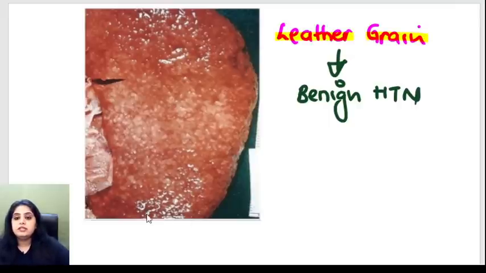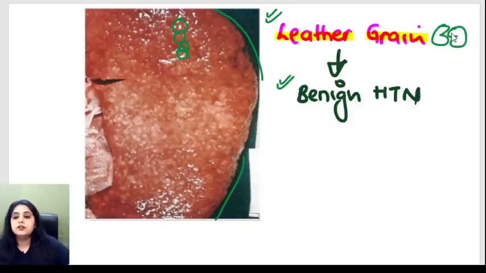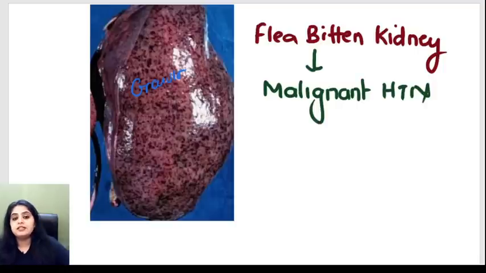So if you look at the kidney out here, if I highlight the kidney, it's not very smooth and shiny. It's a little granular. I can see fine granularity, a leather grain appearance of the kidney that you see in a case of benign hypertension. So if you see leather grain kidney in benign hypertension, what do you see in a case of malignant hypertension? In malignant hypertension, we see the presence of flea-bitten kidney.